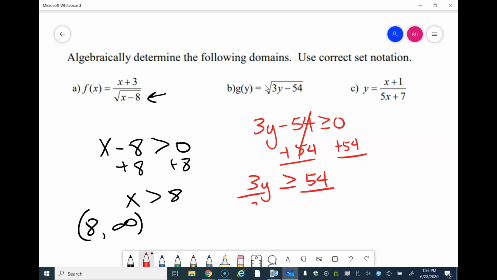If we divide both sides by 3, we get 18. So here, y can be greater than or equal to 18, and this one up here will work.